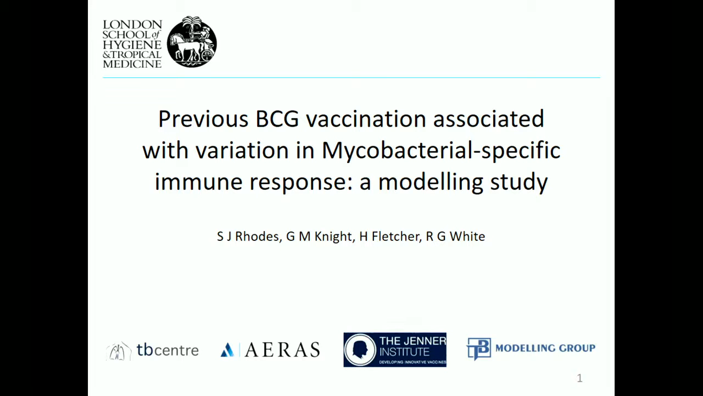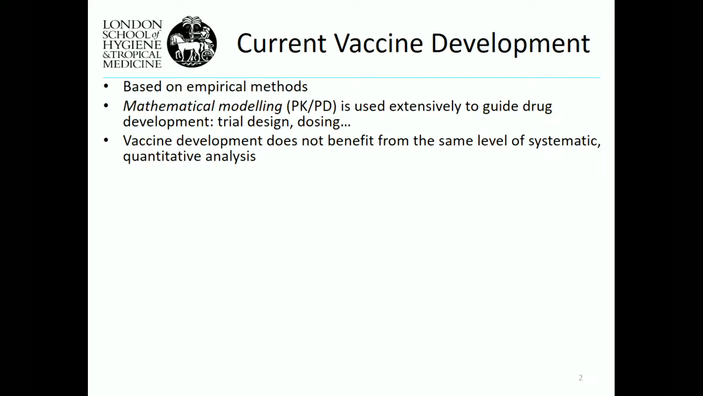Good morning, everyone. I would like to present some of the work that we've been doing at the London School of Hygiene and Tropical Medicine on modelling the response to BCG vaccination. But before I talk about the specific study, I'd like to put the work in a wider context. Current vaccine development is based on purely empirical methods. Vaccines are tested in mice and then scaled up to humans. There is some quantitative analysis involved, but we believe that it's not enough.